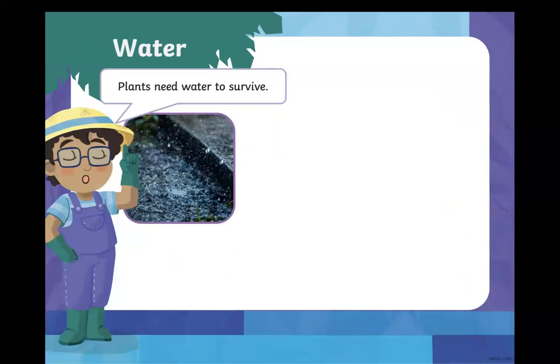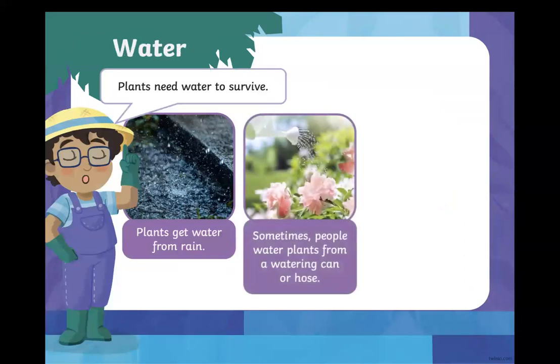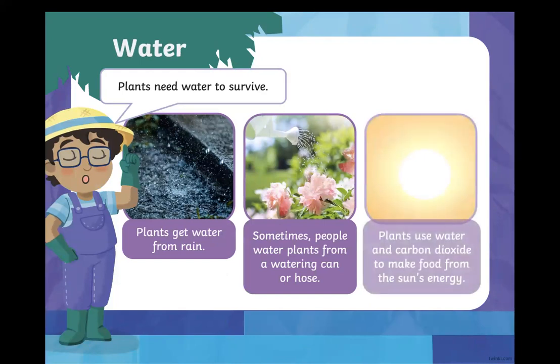Plants need water to survive. So you have the sun, you have the soil, you have water. Plants get water from the rain, from the snow when it melts. Sometimes people water plants from a watering can or hose. Plants use water and carbon dioxide to make food from the sun's energy. So look at those three.